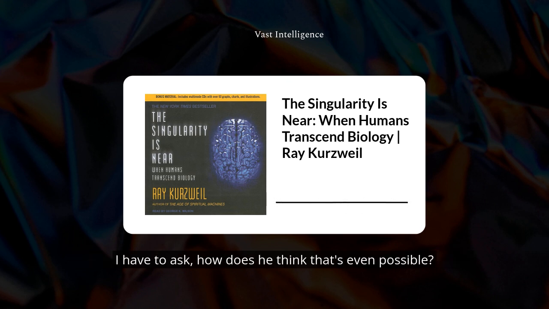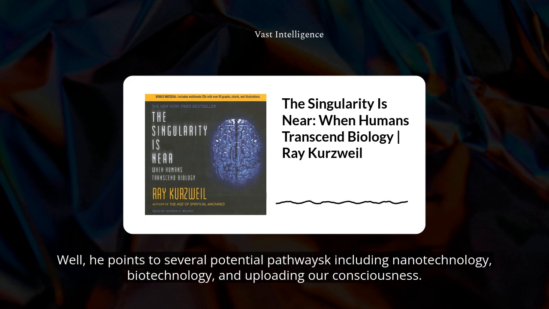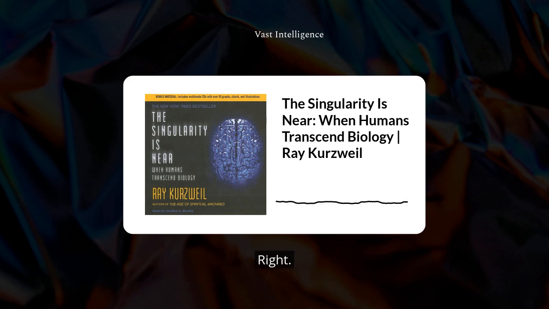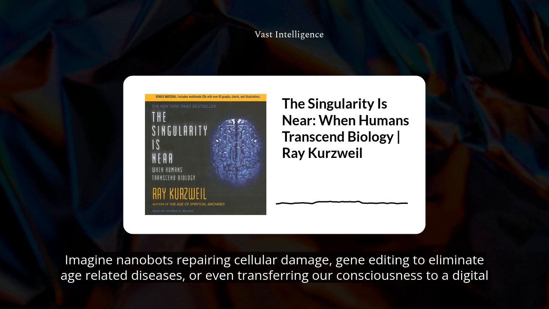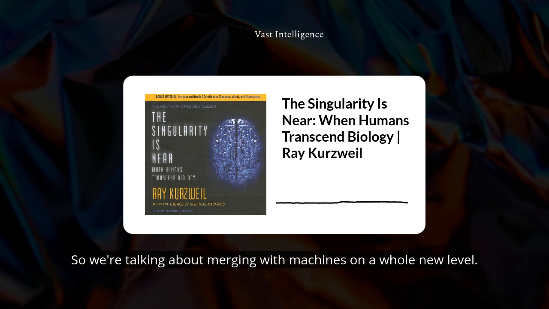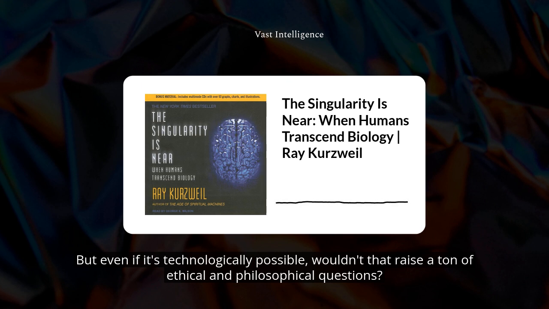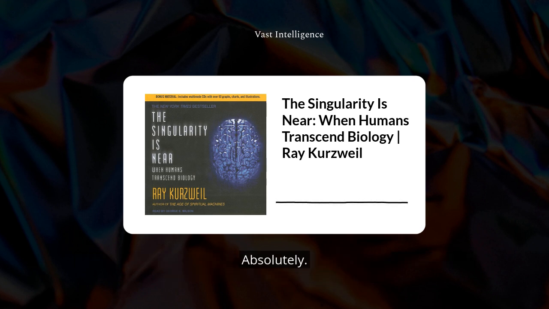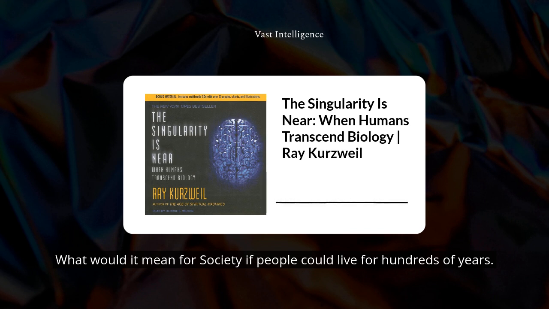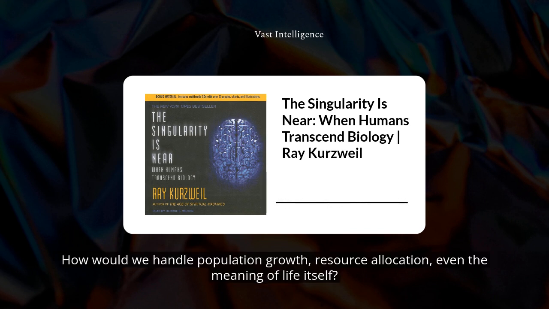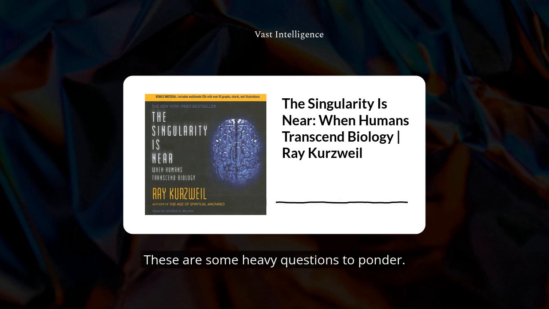I have to ask, how does he think that's even possible? Well, he points to several potential pathways, including nanotechnology, biotechnology, and uploading our consciousness. Right. Imagine nanobots repairing cellular damage, gene editing to eliminate age-related diseases, or even transferring our consciousness to a digital realm. So we're talking about merging with machines on a whole new level. But even if it's technologically possible, wouldn't that raise a ton of ethical and philosophical questions? Absolutely. What would it mean for society if people could live for hundreds of years? Right. How would we handle population growth, resource allocation, even the meaning of life itself? Yeah. These are some heavy questions to ponder.